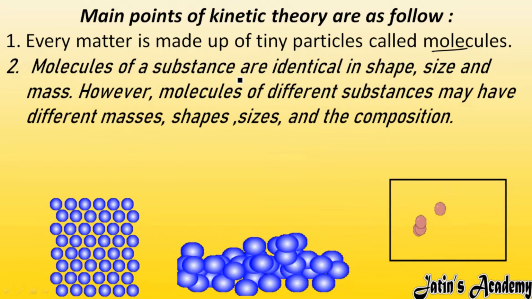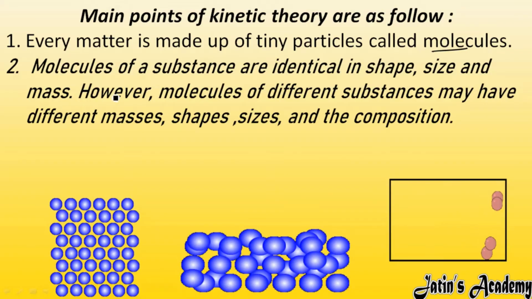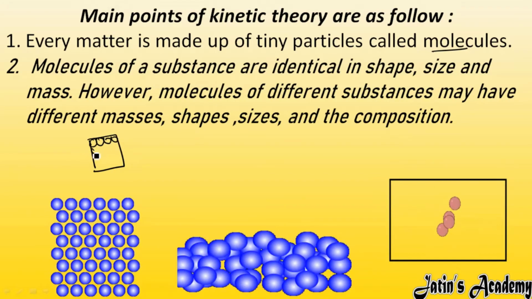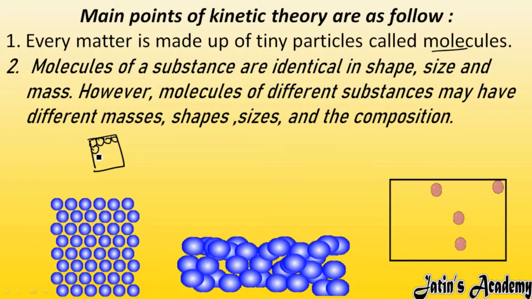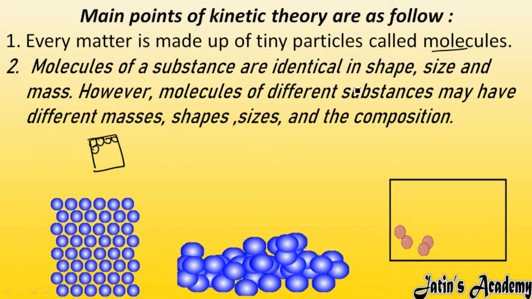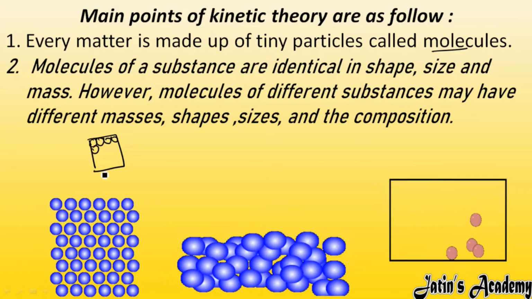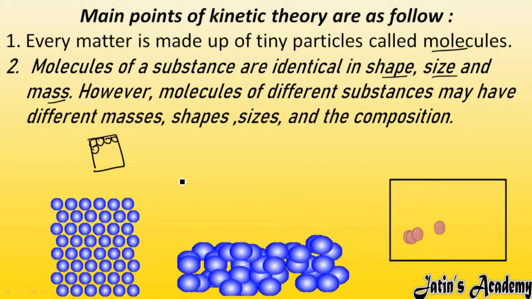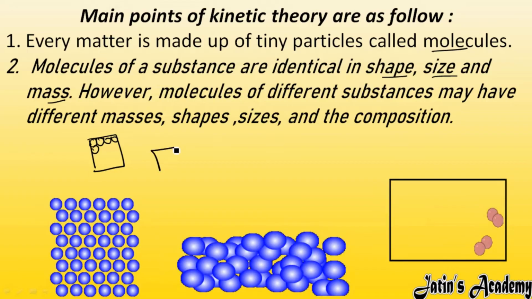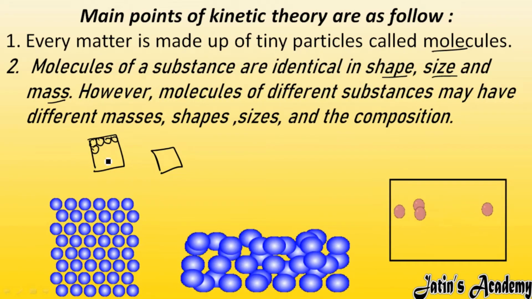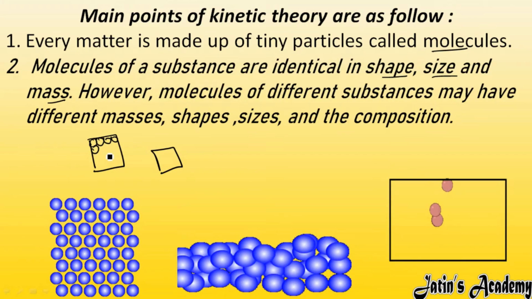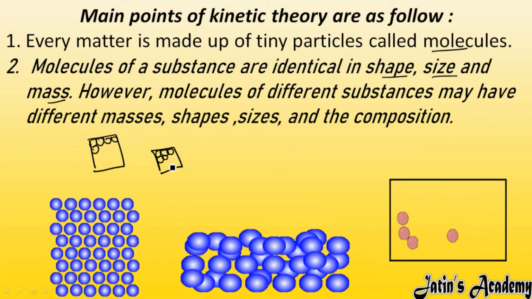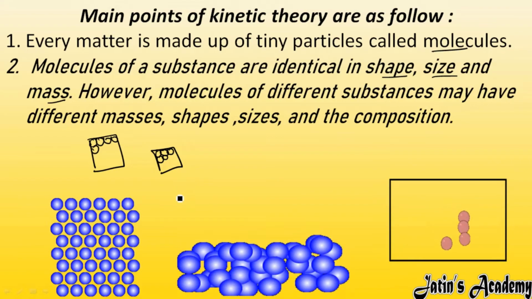Second, molecules of a substance are identical in shape, size and mass. If I have one substance, for example a table, whatever particles are in this table, the size, shape and mass of those molecules are the same. But if I have two different substances, for example a small table and a chair, their particles have different arrangement, size and shape. So, according to the substances, we have different mass, size, shape and composition of particles.